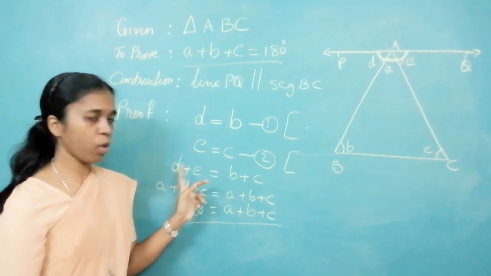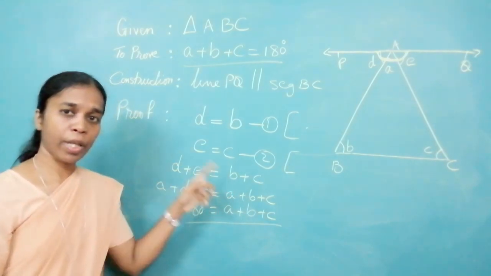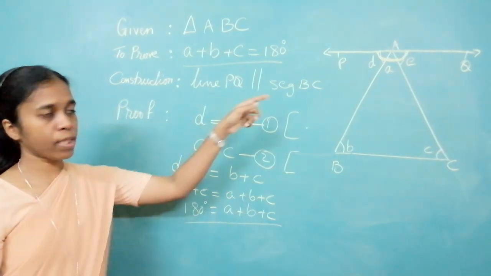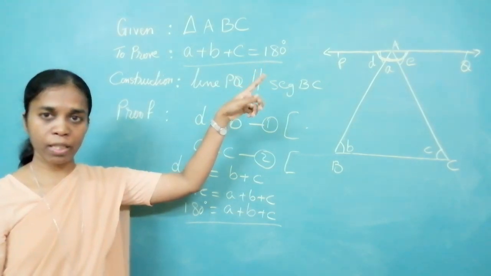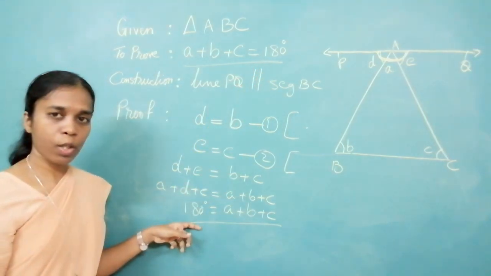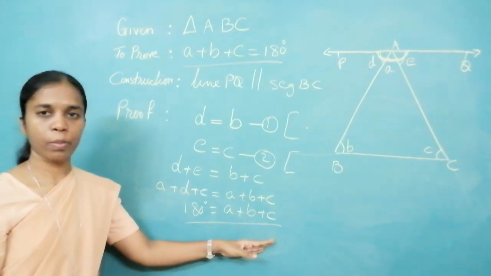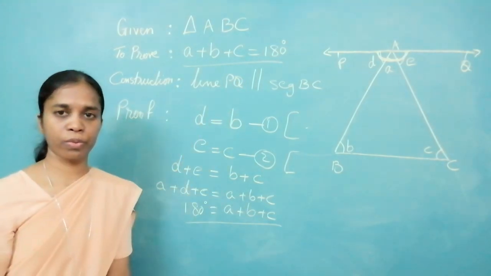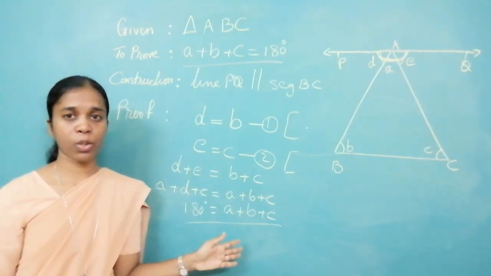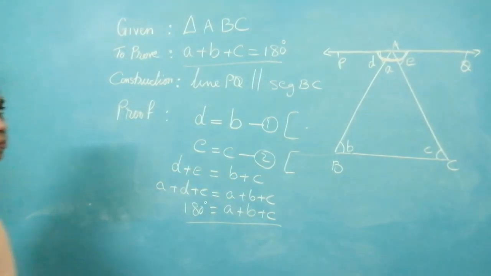So I am adding A on both the sides. When I add A on both the sides, I get a straight angle, or linear angle, that is equal to 180 degrees. I already know it. That is equal to ABC. This is what I had to prove. I suppose this is clear to you. Let's go through it.